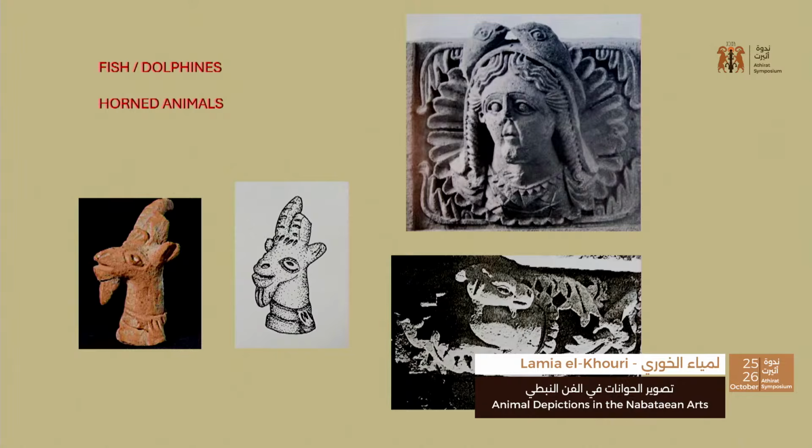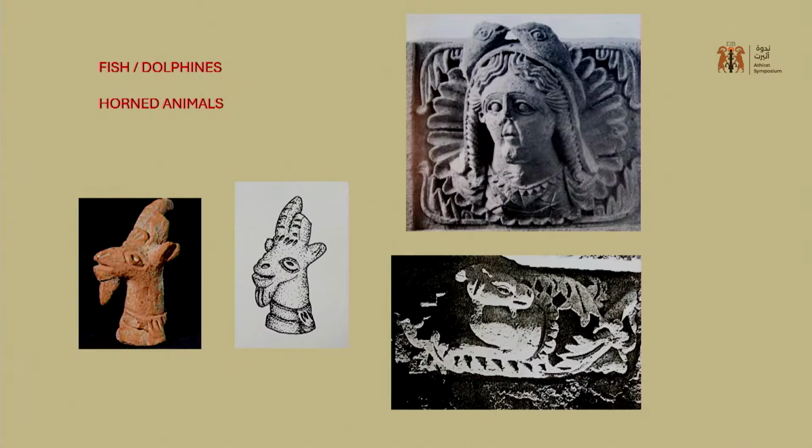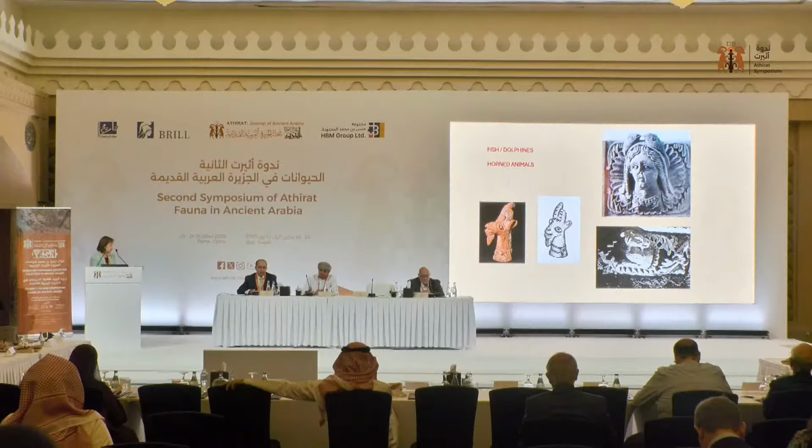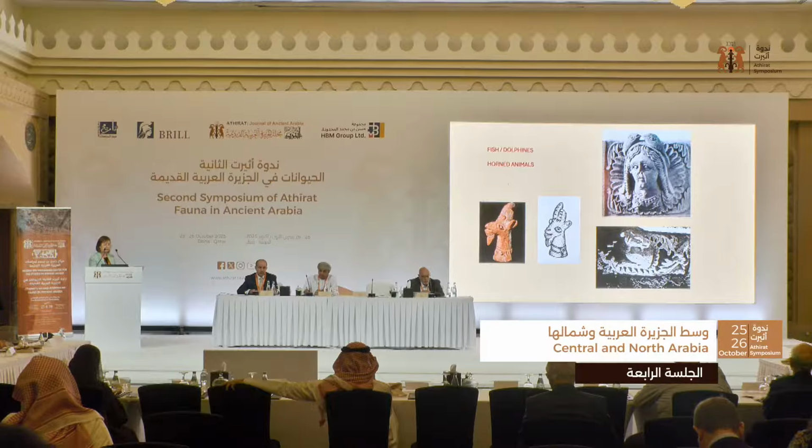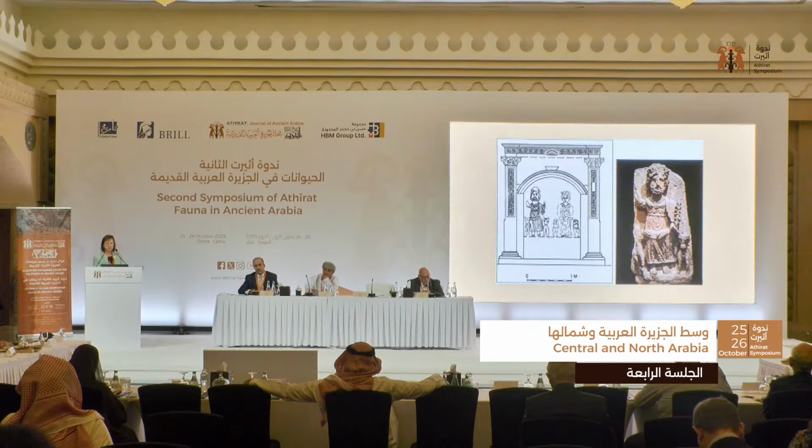Also, as we see on the left side, we see an ibex, a horned animal. And this is a terracotta figurine. Maybe it is dated a little bit later than the Nabatean period, but it was found also in Wadi Musa. On the north and the lower part of the slide, we see also a gazelle or another ibex. I don't know. So horned animals were also depicted by the Nabateans.